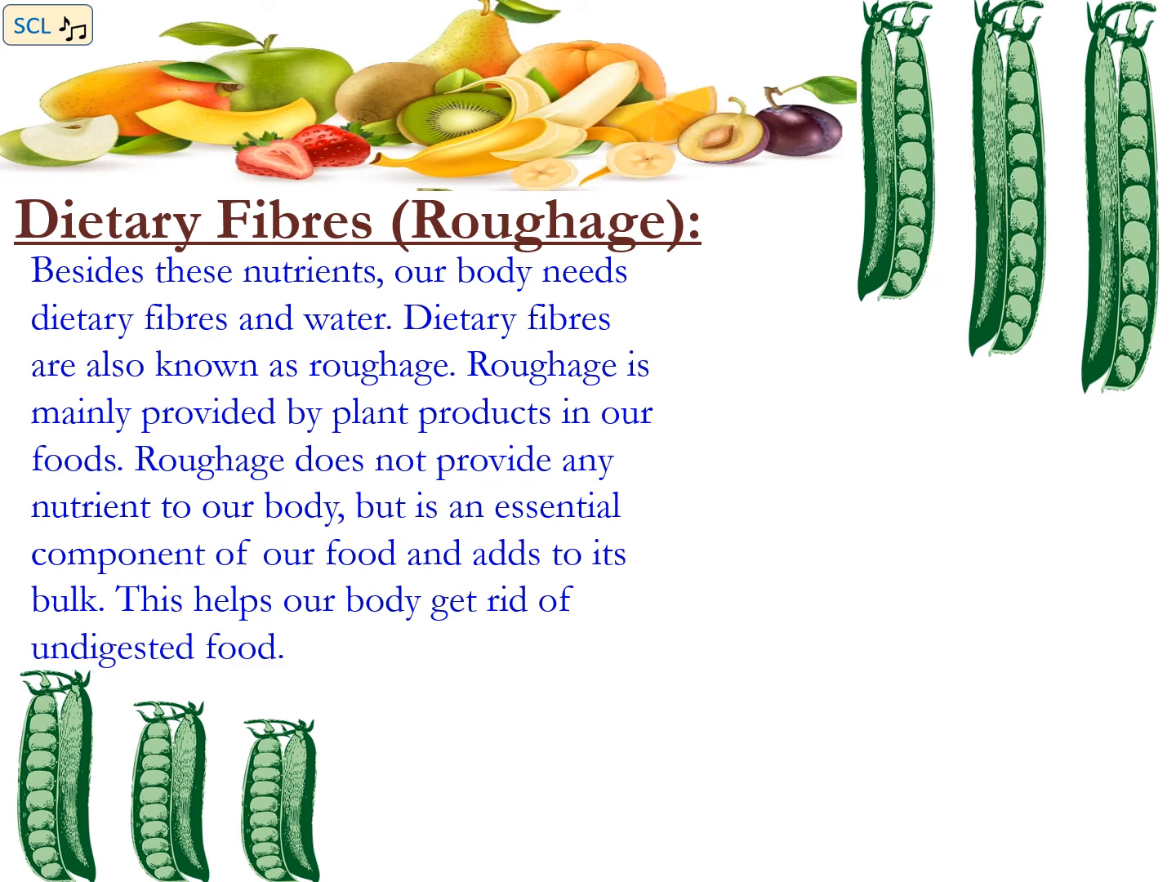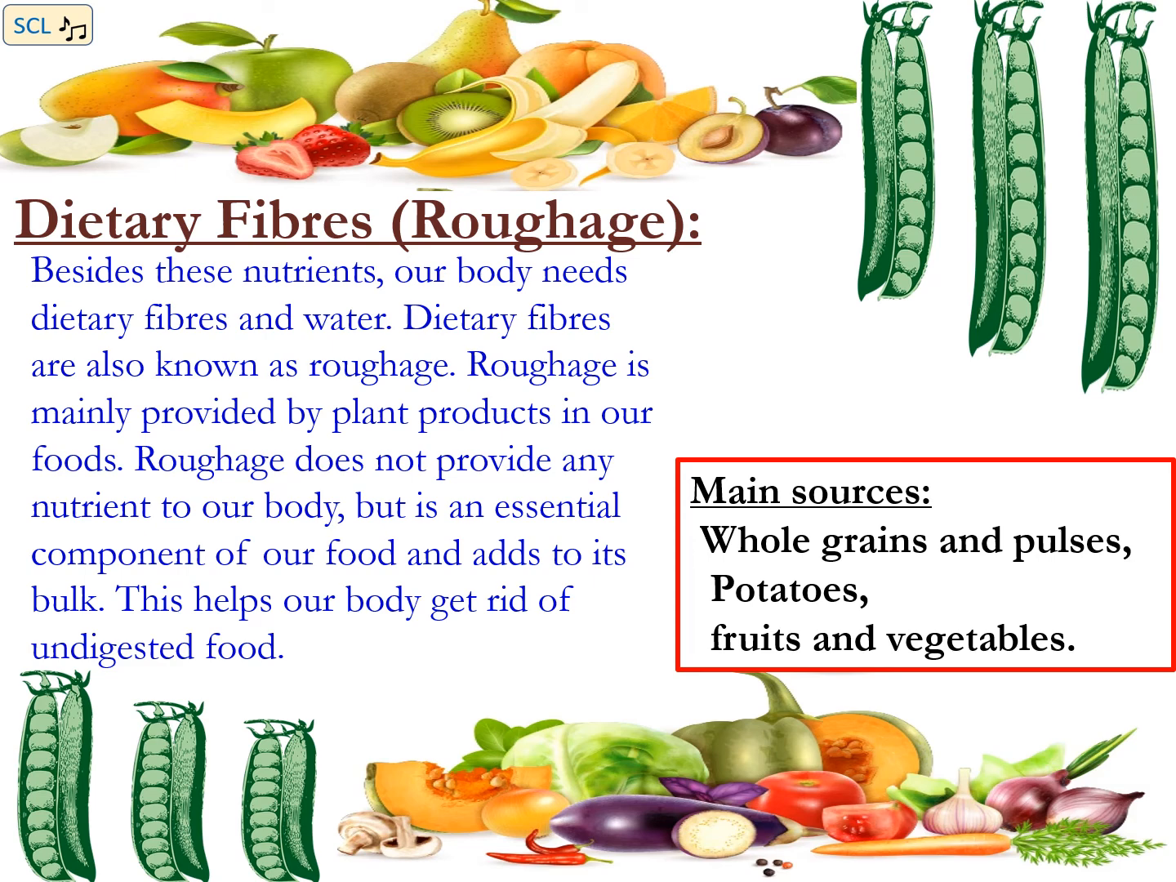Last component comes roughage or dietary fibers. We get these mainly by plant products. It does not provide any nutrient to our body, but it is an essential component of food. It helps us to get rid of undigested food. We get roughage from whole grains and pulses, potatoes and fruits and vegetables.